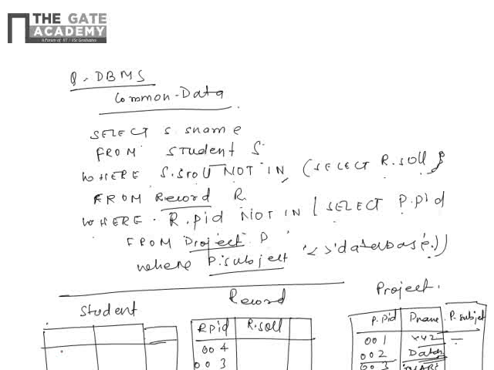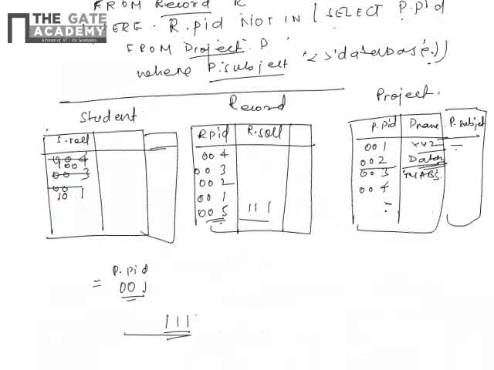Okay, here 004, 003, 002. This will be the roll number. Sorry, it is the S dot roll number. So it will be, say, 101, then 102, then 103. Okay, so we have to select the S dot roll number which is not there in record R.